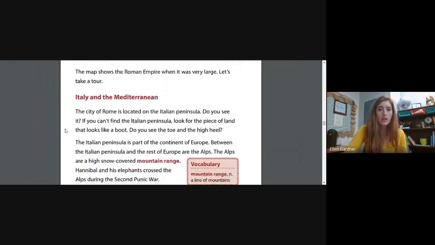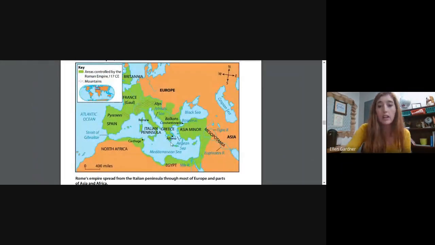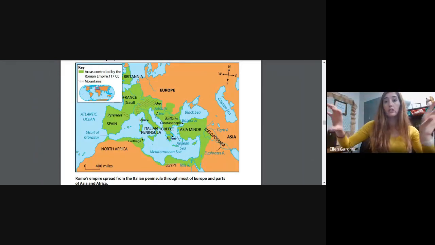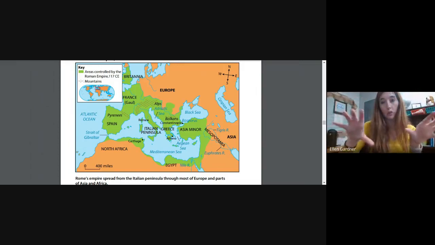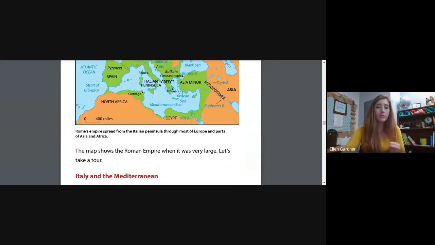Now, Italy and the Mediterranean. This is the Mediterranean Sea that all of the land that the Roman Empire had was surrounding. They were able to travel a lot by sea and capture a lot of the land that is right along the coast. Basically everything that touches the Mediterranean Sea is their land.